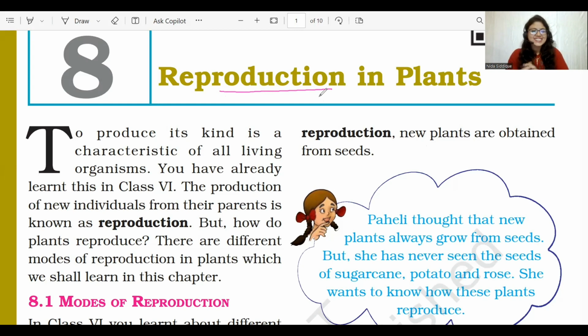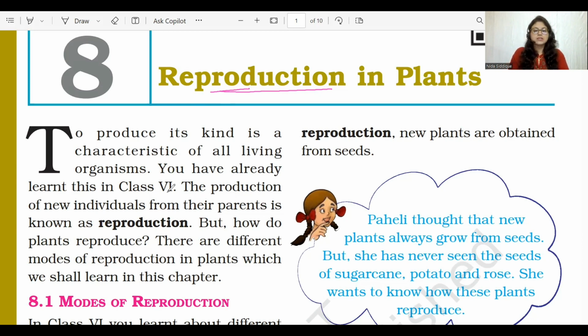So, let's get started. Produce its own kind is a characteristic of all the living organisms. You all must have observed that. Every living organism gives birth to the same kind of individual. For example, a cat will give birth to a cat. A dog will give birth to a dog, right? Of the same kind. अगर कोई भी organism, living organism है, तो वो reproduce करते हैं. Okay, it is one of the characteristics of living organisms.